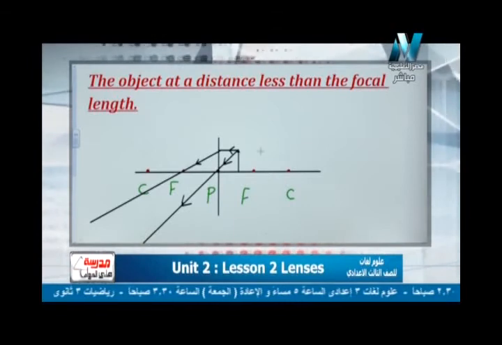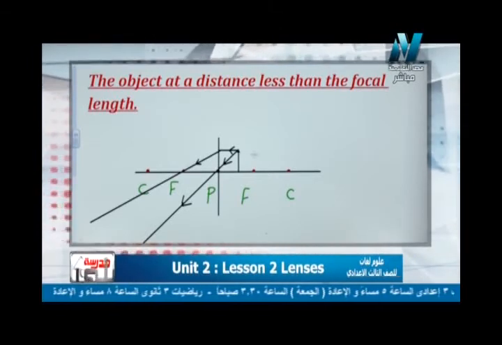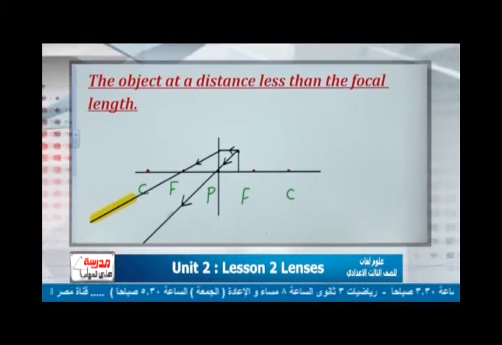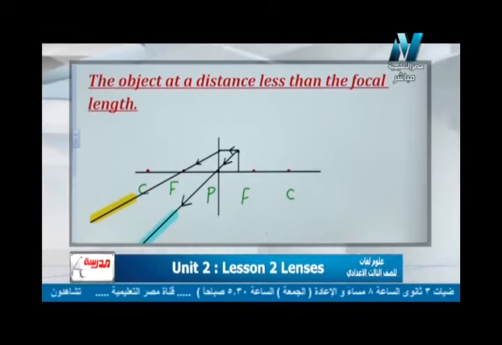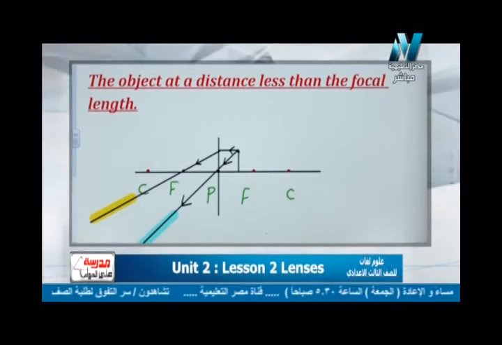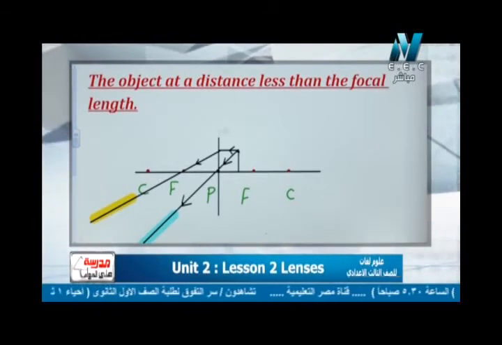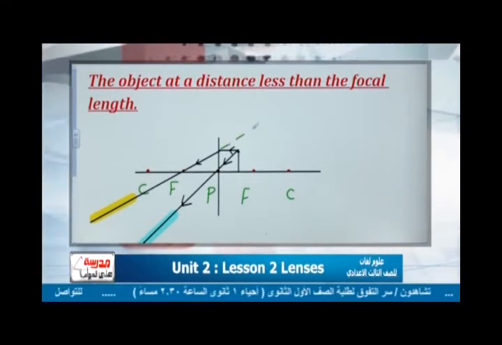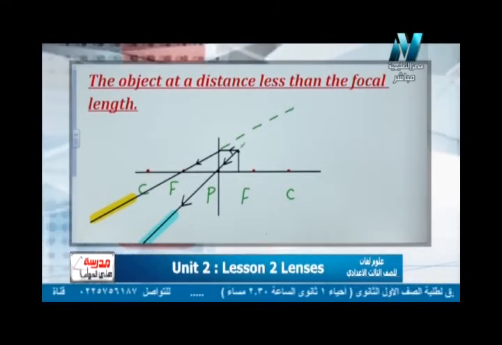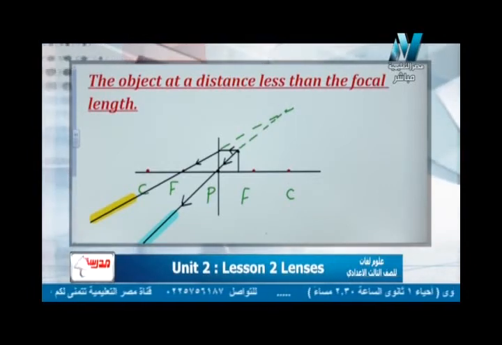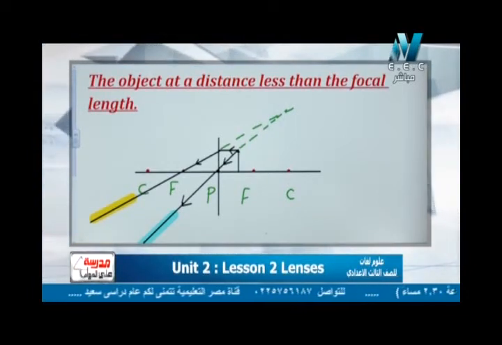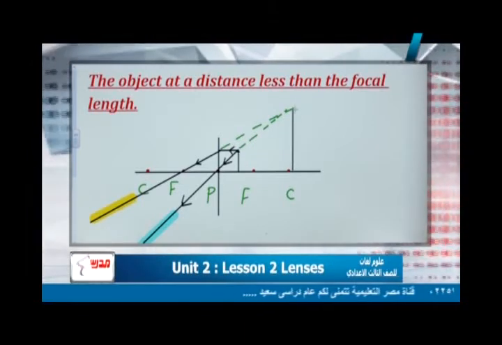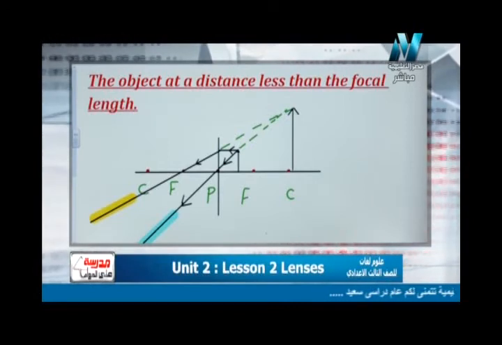So how can we draw the image? We have no intersection here between this refracted ray and the other refracted ray. So in this case, we will use an extension by ruler, to draw an extension like that, and we have another extension like that. The two extensions will intersect in a point. At this point we will draw the image. So in this case the image is what?